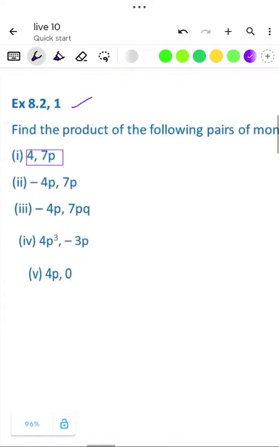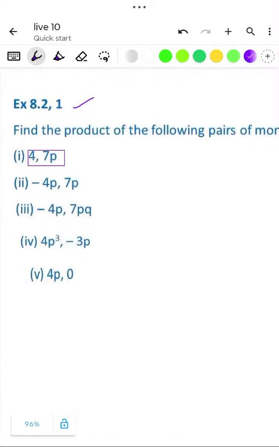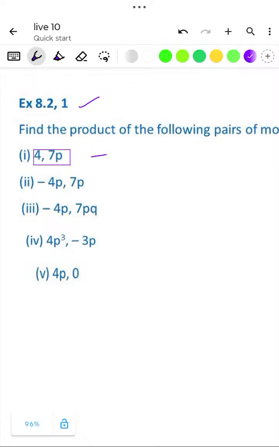So this is simple multiplication: 4 times 7p, or you can write it as 4 times 7 times p. We will multiply 4 and 7, so this will be equal to 28p.